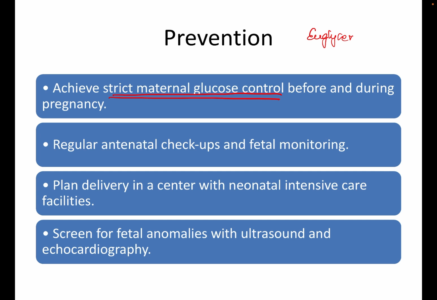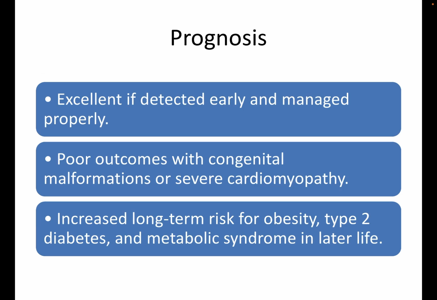Coming to the prevention strategies, achieving strict maternal glucose control will result in maternal euglycemia, wherein there will be no fetal hyperglycemia, so there will be no hyperinsulinemia in the fetus. So this will be a good preventive strategy before and during pregnancy. Regular antenatal checkups and fetal monitoring are essential in case of gestational or type 1 or type 2 diabetes mellitus. Plan delivery in a center with facilities of neonatal intensive care and screen for any fetal anomalies with ultrasound and echocardiography. Prognosis is excellent if detected early and managed properly.